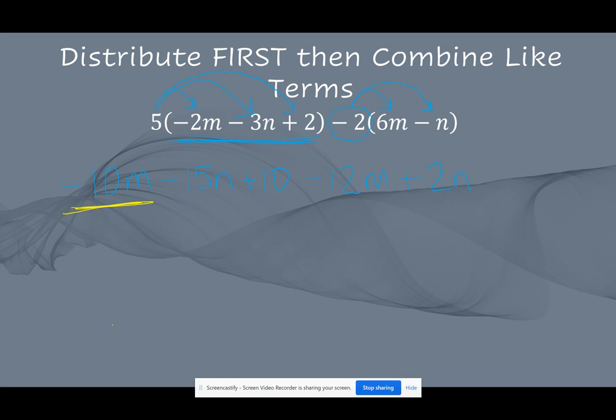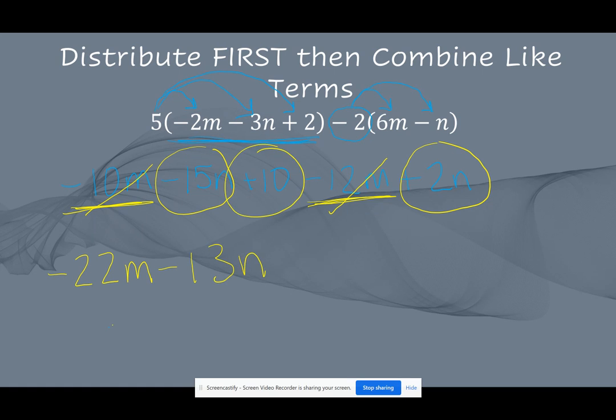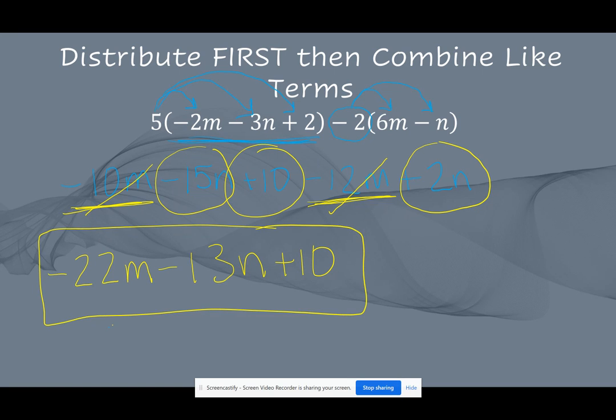So right here I see -10m. So we're going to look for more terms with an m. And I see -12m right here. So we're going to do -10 minus 12, -22m. Cross them off. Right here we have a -15n and a positive 2n. So we have -13n. And then we're just left with this plus 10. So your final answer is -22m minus 13n plus 10.